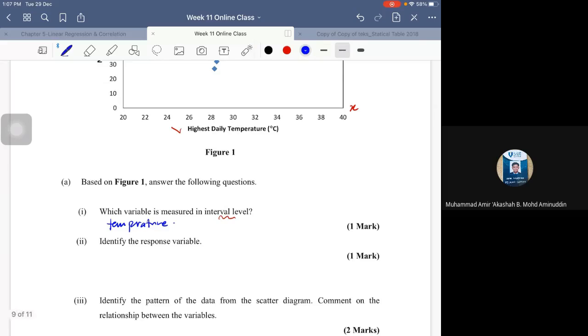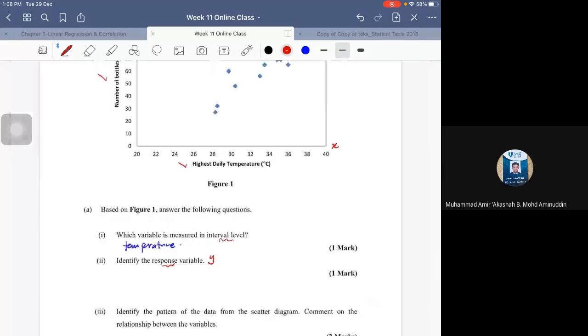It says identify the response variable. So response variable is going to be the y variable. It is actually another name for dependent variable. And for this case, it's going to be the number of bottles sold. Okay, so that is going to be our y variable.